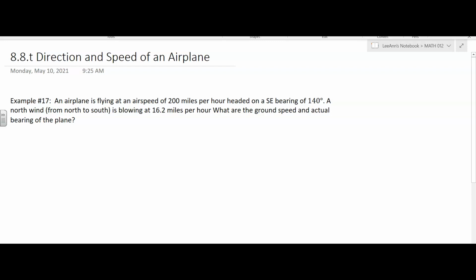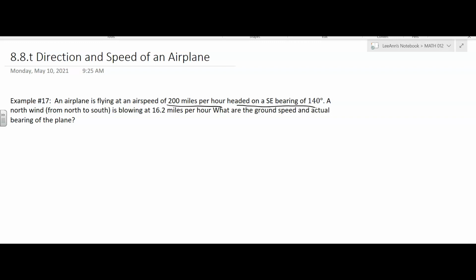So this is an exciting problem. It shows us how we can use some of the things we've been learning about. It says an airplane's flying at an airspeed of 200 miles per hour. Okay, so that's a magnitude of a vector. The airplane's headed on a southeast bearing of 140 degrees. We'll talk about bearing in a minute when we go to draw this.